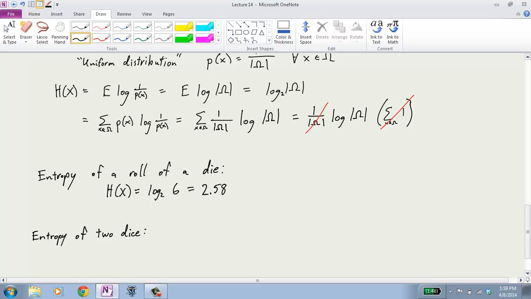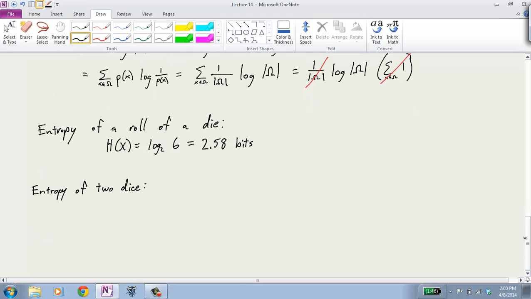Okay, what if we have 2 dice rolls? So that's that many bits. It's actually important, when you talk about entropy, to give the units. If you use log base 2, it's bits.